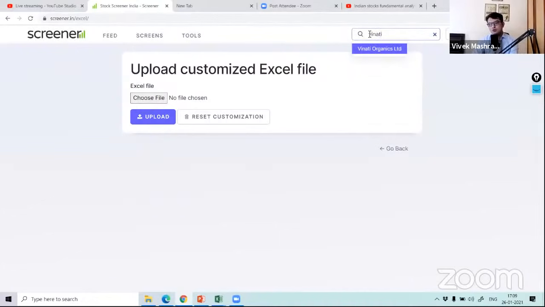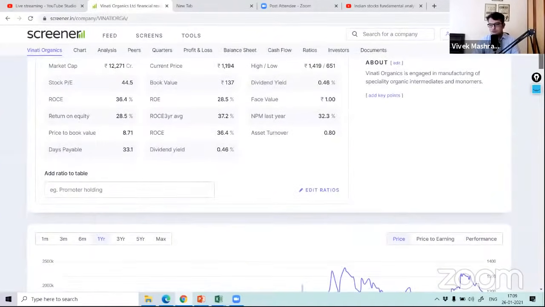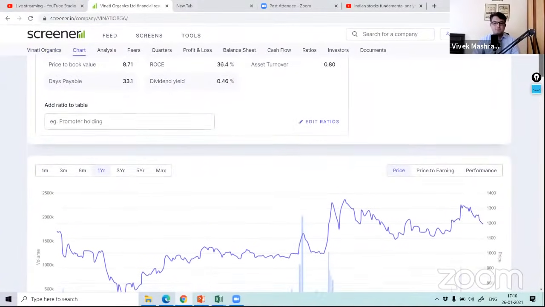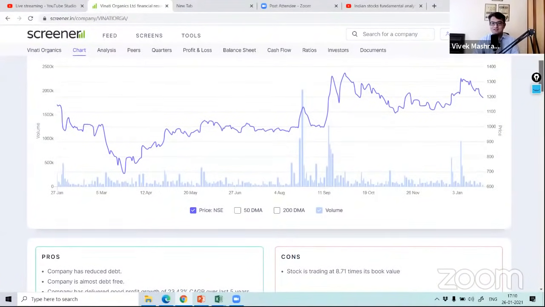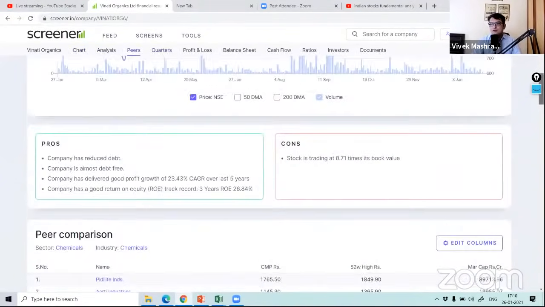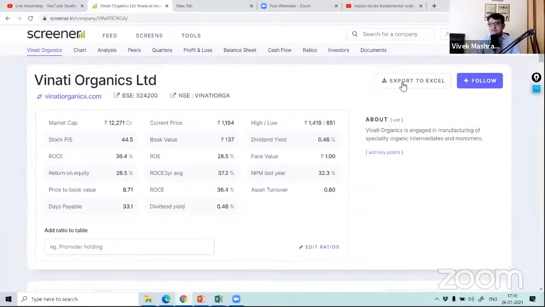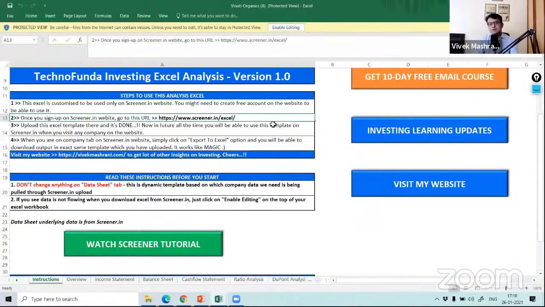And then straight away go to any company which you want to analyze. I'm just taking Vinati Organics as an example, no stock recommendation. It's part of my portfolio, but no recommendation at this price or anything to do with this. So it is just for example. And what you need to do once you come to this is click on export to Excel. You just click on export to Excel and the magic will begin. You will get the Excel file downloaded. And this is the file which I have gotten just fresh right now.